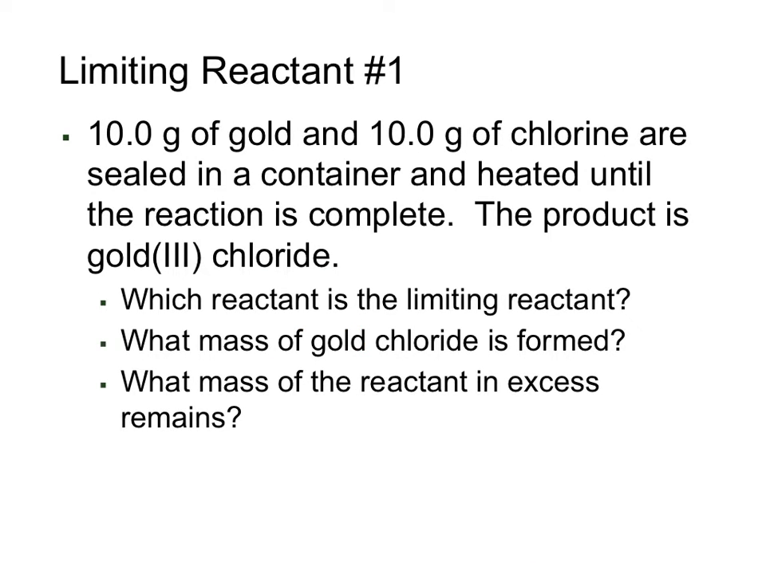Let's go through another example. In this example, we're going to react 10.0 grams of gold and 10.0 grams of chlorine and heat those up until our reaction is complete. We know that our product is gold-3 chloride, and so we want to know what reactant is our limiting reactant, what is the mass of gold-3 chloride actually formed, and we also want to know what mass of the excess reactant remains behind after the reaction is done.